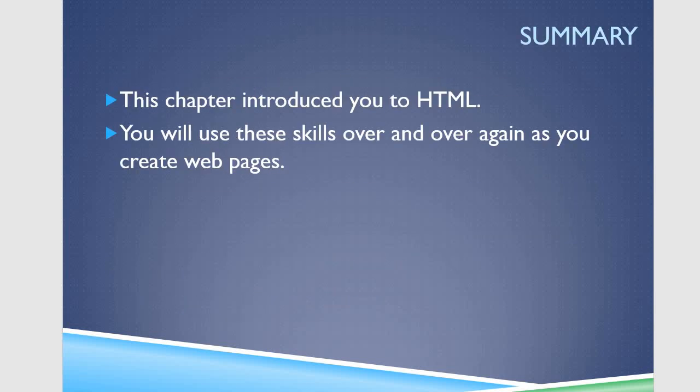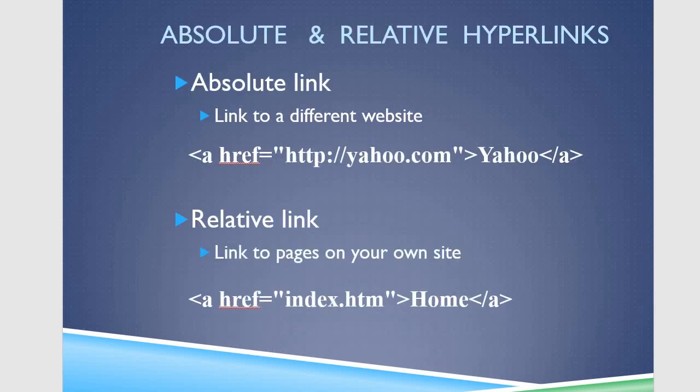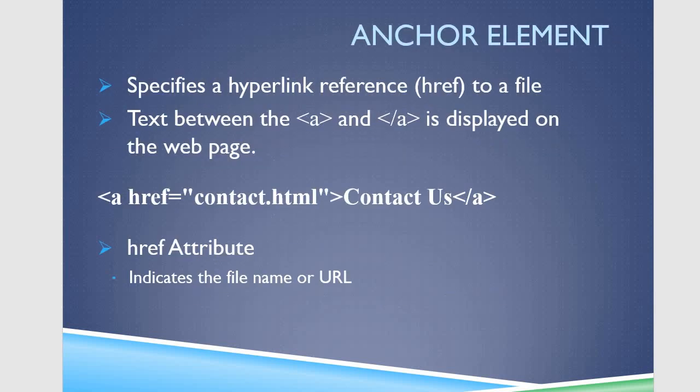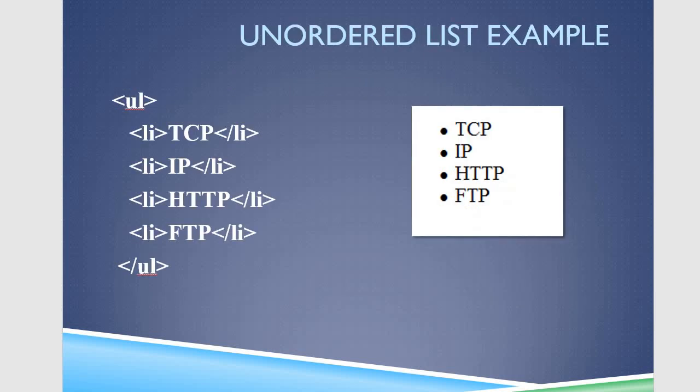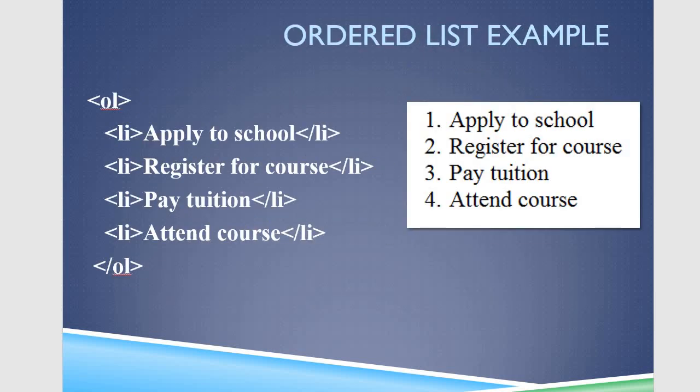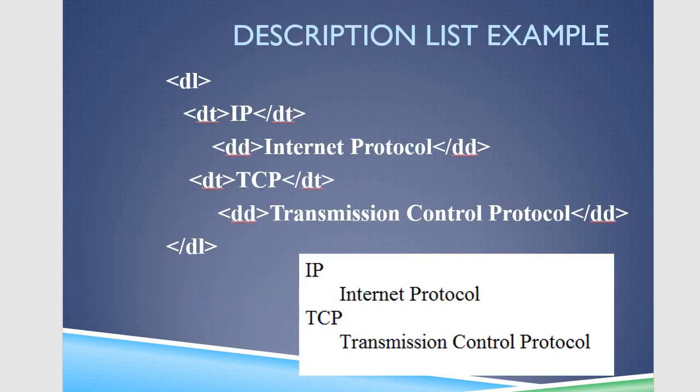I hope you understand. So in this chapter, you have to study absolute and relative hyperlink, theory and anchor element, theory. And you have to study the ordered list, unordered list, the three different types of list. Slides number 18, 19, 20, then 21, 22, 23 and 24. That also you have to study.